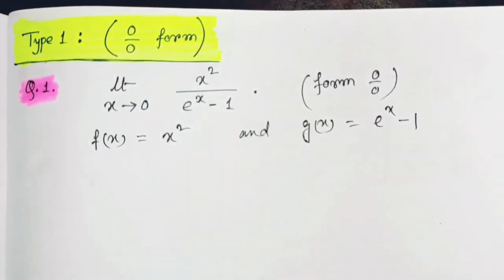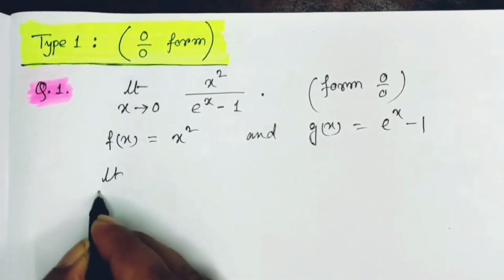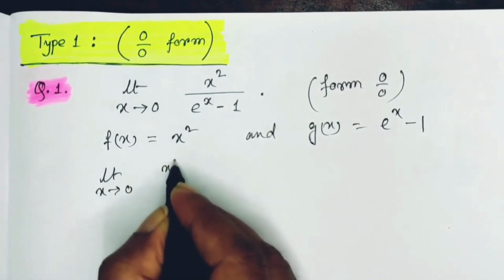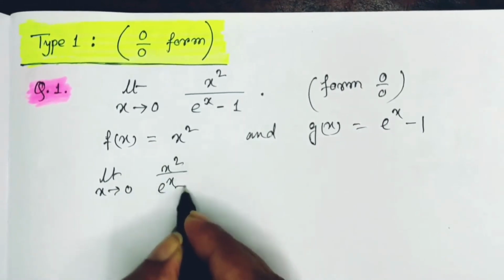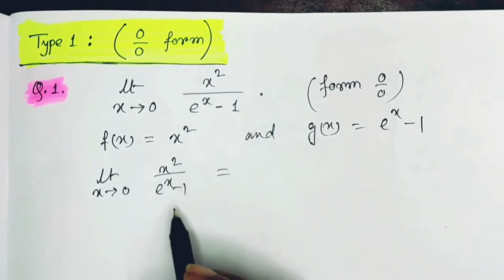So first, the first example. Here we know f(x) and g(x), and let me write it as limit x tends to 0 of x square divided by e to the power x minus 1. So that one is, we just take the derivative of the denominator and numerator.